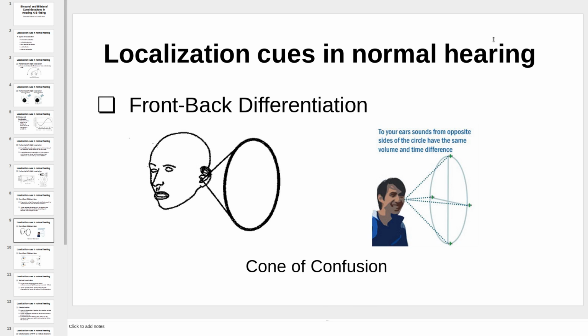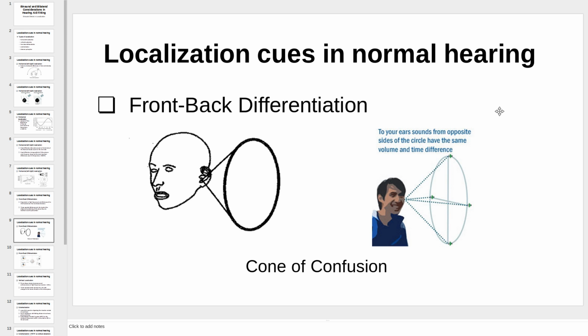It's important to also mention another aspect of front-to-back differentiation, whenever we have sound coming from this particular area called the cone of confusion. If we take sound A intersecting any one point on the perimeter of the cone of confusion, and sound B intersecting another point along the perimeter, those two sounds are going to be very easily confusable for a normal hearing listener.